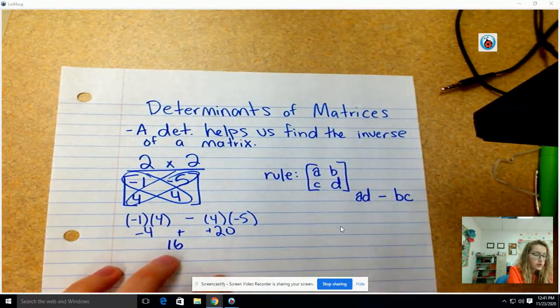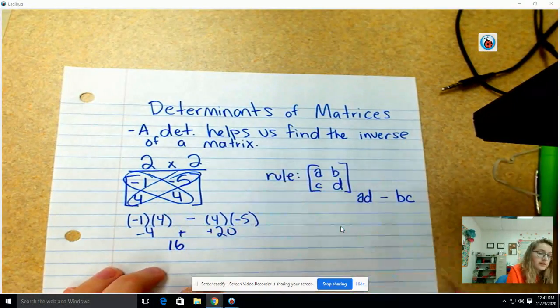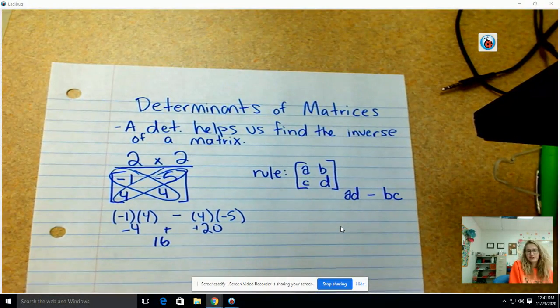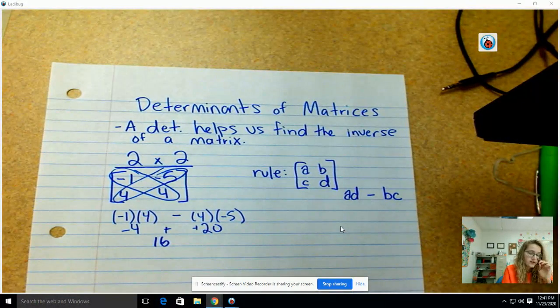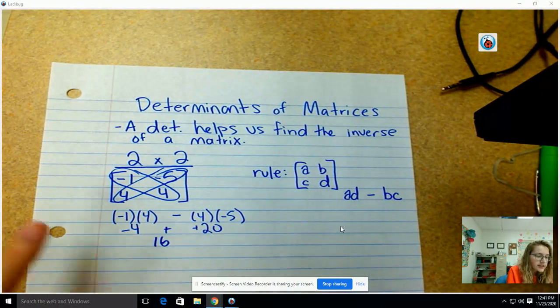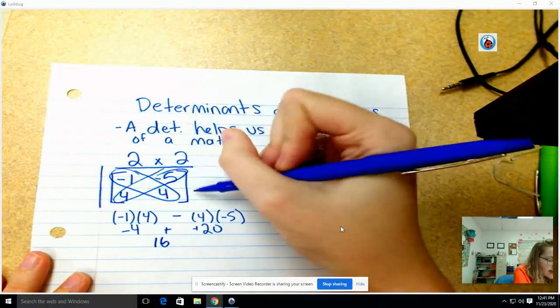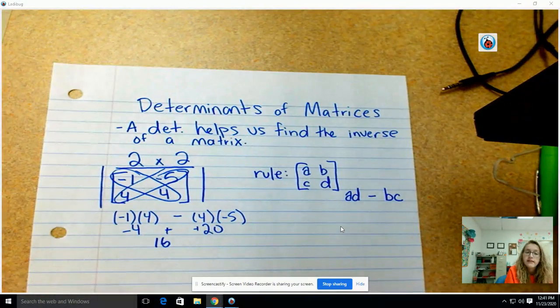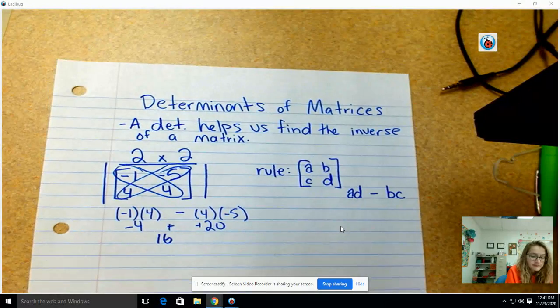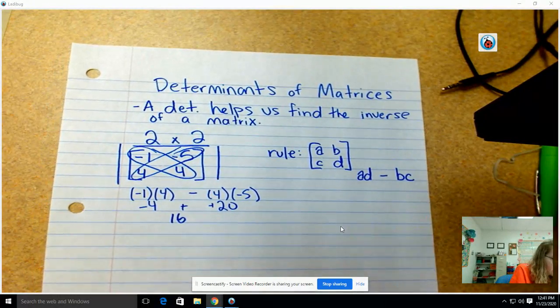So this is going to be a tool to help us next week. This will probably make more sense next week, but we have to learn how to do determinants first before we can find inverses. Another way to show that you want to find the determinant of something is that your matrix might have absolute value bars around it. That also means find the determinant.